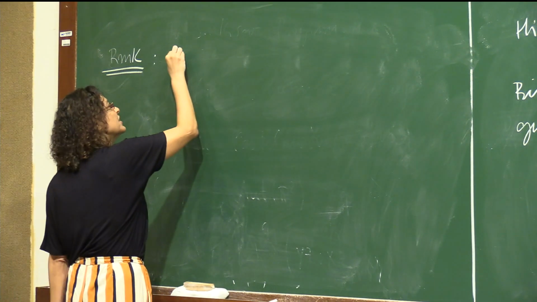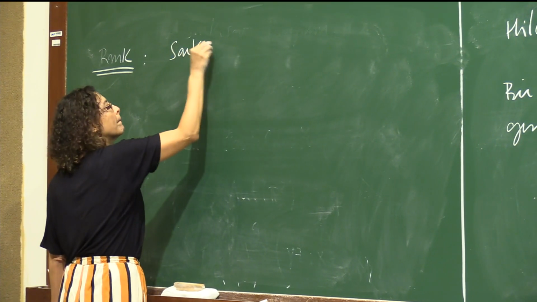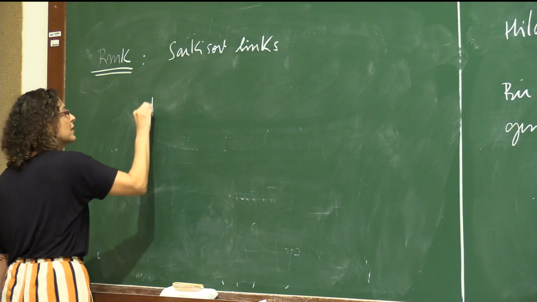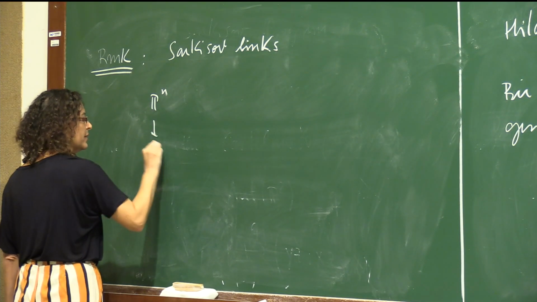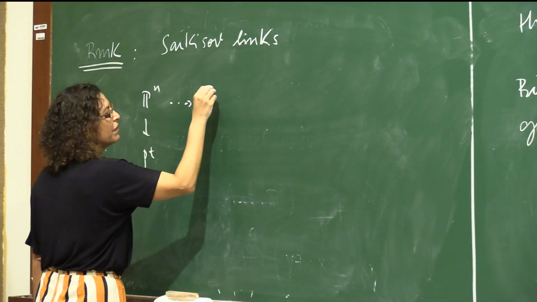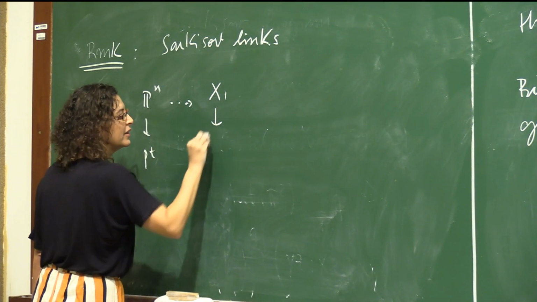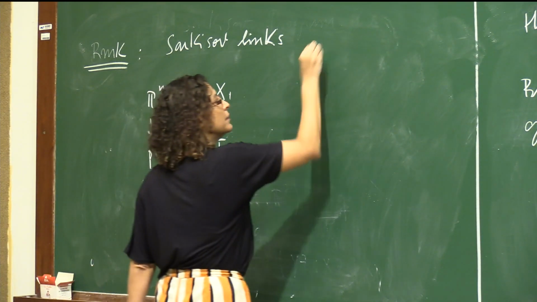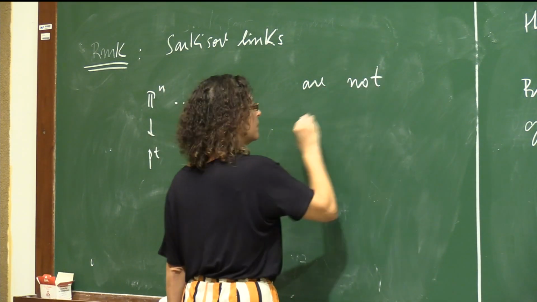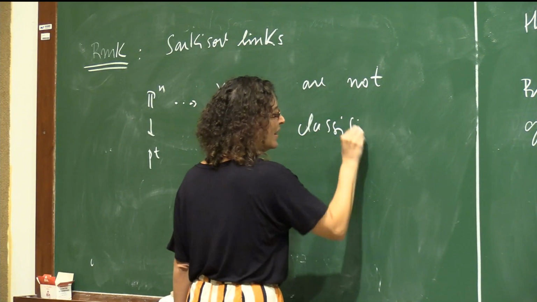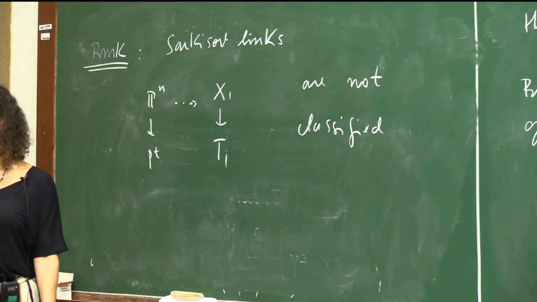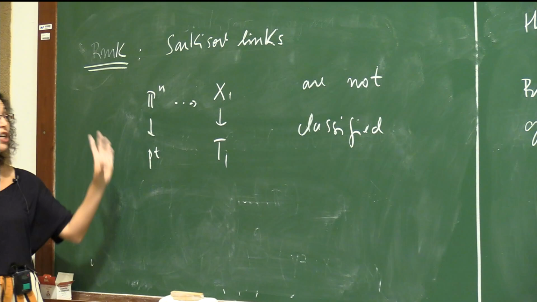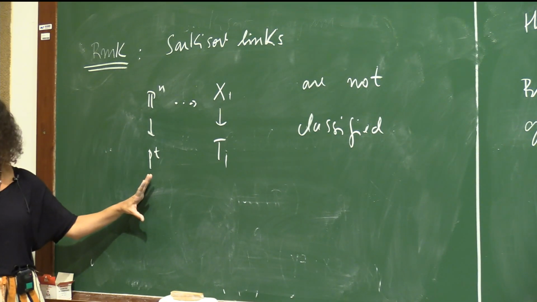So if you want to understand the Sarkisov links starting from Pn, so you're starting from Pn to a point and go to some other Mori fiber space, x1, P1, these Sarkisov links are not classified, even in dimension 3. In dimension 3, maybe one can say that we are very close to a classification, but still, even in this case, we do not have a full classification.